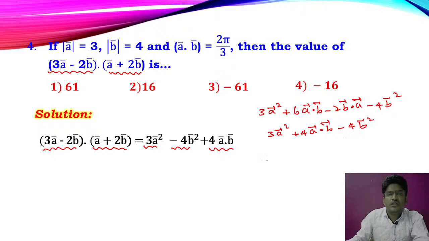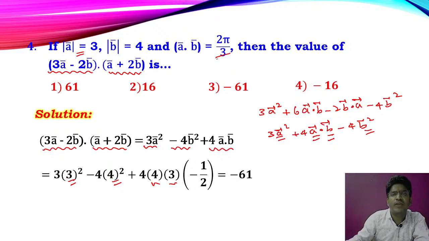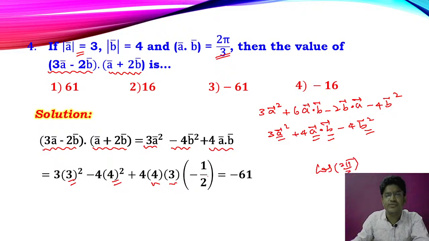Okay, so now you can just see with this particular calculation, A square means mod of vector A square, that is 3 square. Here B square is nothing but mod of vector B square, that is 4 square. Okay, so A dot B is nothing but mod A into mod B into cos of the angle between A and B. So mod A is 3, mod B is 4. Now the angle is 2 pi by 3. So cos of 2 pi by 3 is going to be equal to minus 1 by 2. Okay, so you just substitute all the values.